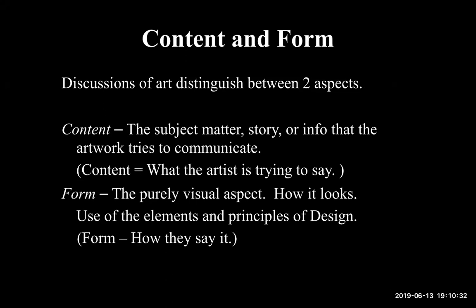When we talk about art, we like to distinguish between content and form. The subject matter or the story or the information that the artist is trying to communicate is the content. So whatever you're trying to say is content. The visual aspect, how it looks and how you put together the elements and principles of design, is the form of the art. So that is how you are saying it. Those are important distinctions to keep in mind.